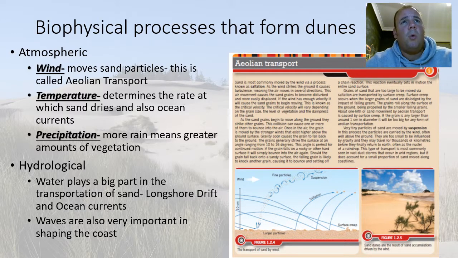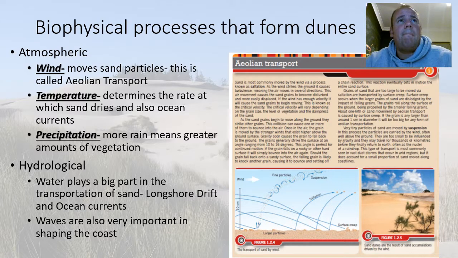And then precipitation. More rain means greater amounts of vegetation. If we look at a sand dune, there is more vegetation towards the back of the dune system. Why is that important? Well, the plants have roots, and they burrow down into the sand dune to live, and as they do that, they bind all of the sand together. So they're very, very important. Plants living on sand dunes are salt resistant and salt tolerant. They still need water, and that comes in the form of rain. So we need those three things as part of the atmosphere.